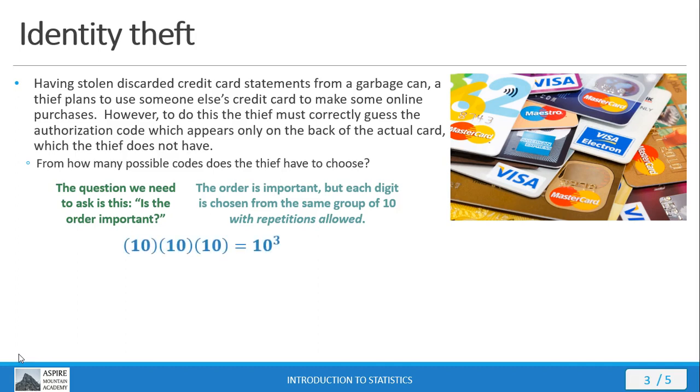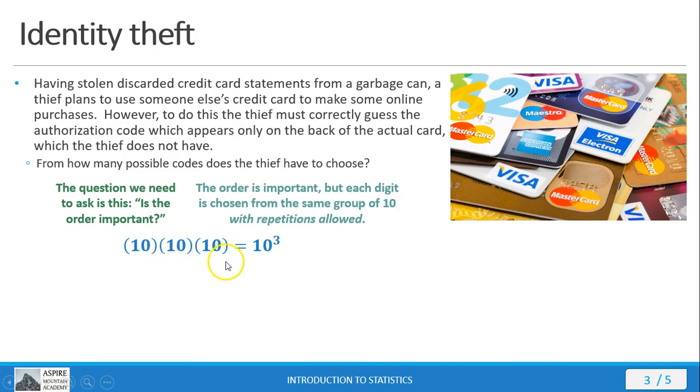So here's how we set up our calculation. The first number that we're selecting, there's 10 possible digits to choose from. The second digit that we choose, there's 10 possible digits to choose from. And the third digit that we're choosing, there's 10 possibilities to choose from. So we're just basically multiplying these by each other, because what are we doing? We have to select the first number correctly, and we have to select the second number correctly, and we have to select the third number correctly.